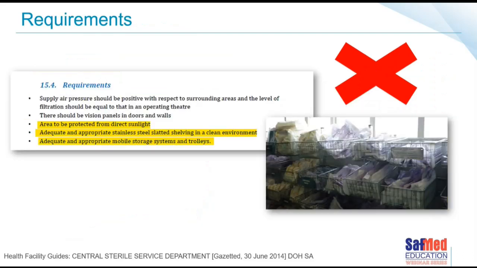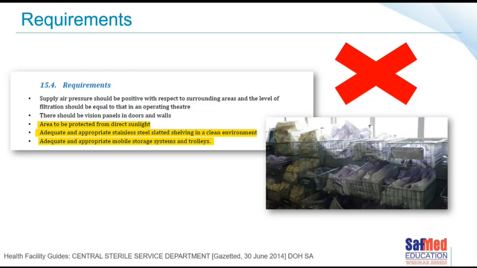Of course, there's that old and very important concept of hopefully having somebody from the CSSD, hopefully somebody from the operating rooms, and hopefully somebody from infection prevention to be involved in the team that makes the decisions around these designs or these rebuilds or refurbishments or renovations that happen in your CSSD environment.